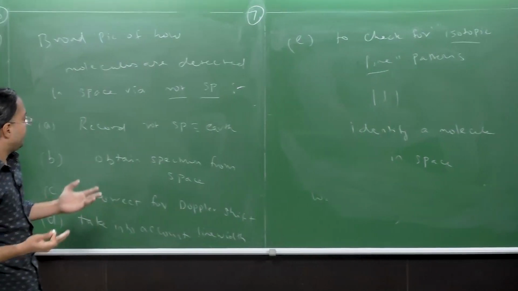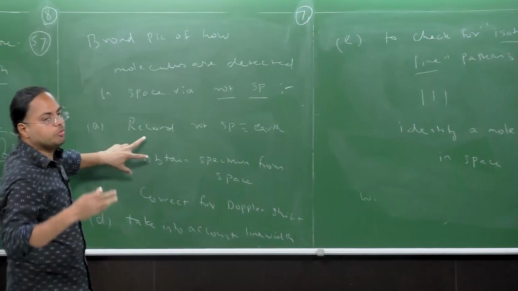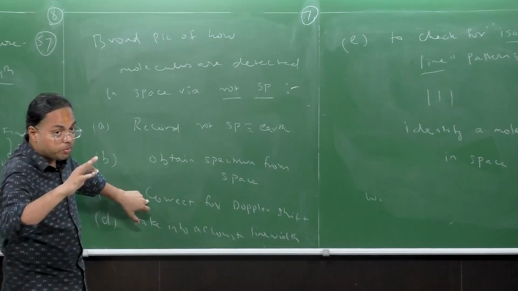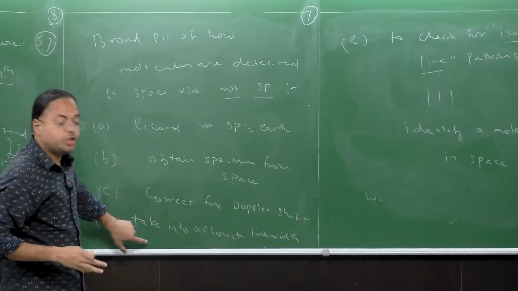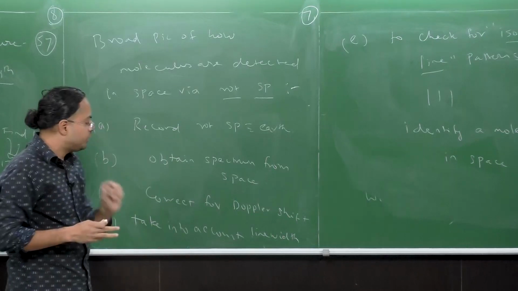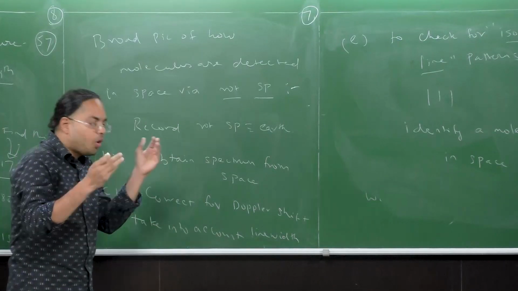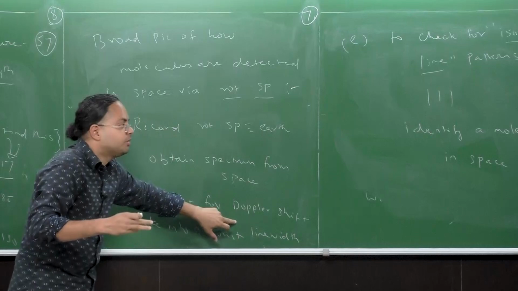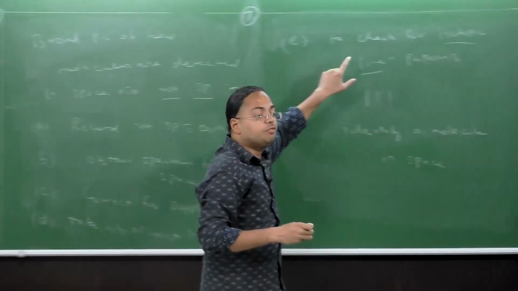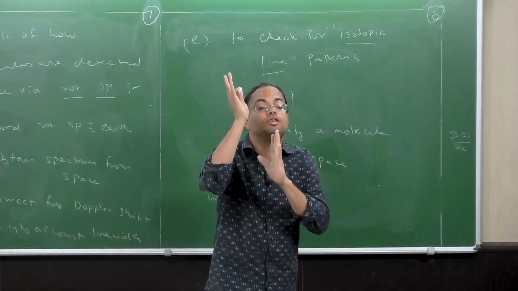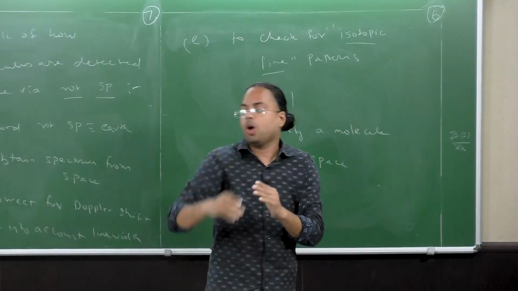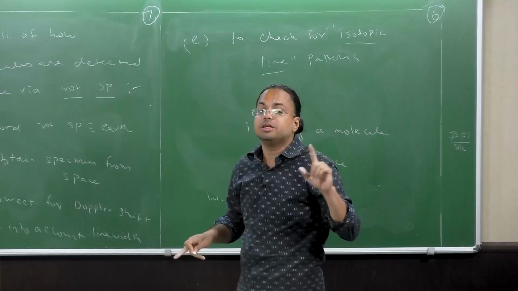You must make sure that the Doppler shift is properly accounted for. You must also make sure that the resolution of the lines is beyond the natural line width. And even for the isotopic patterns, you must make sure that the predicted isotopic abundances match well. Only then can you identify. So it's actually a rather challenging area.